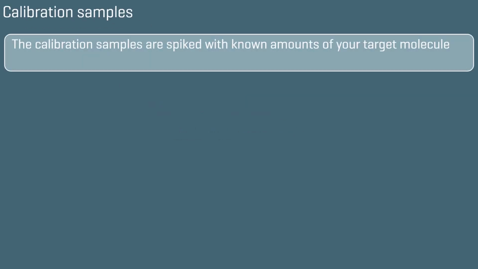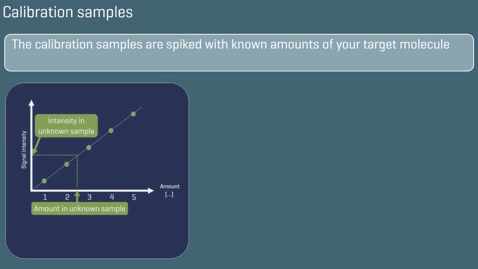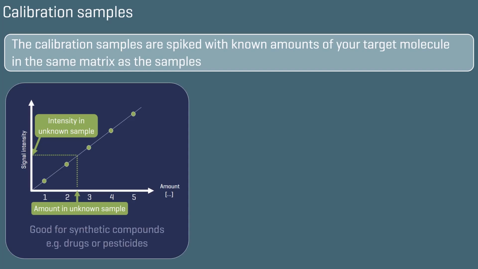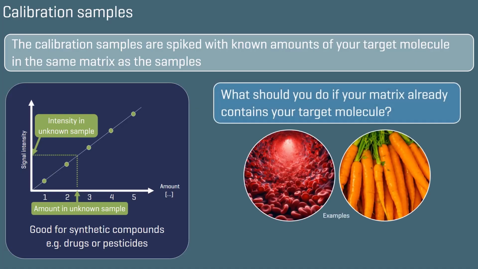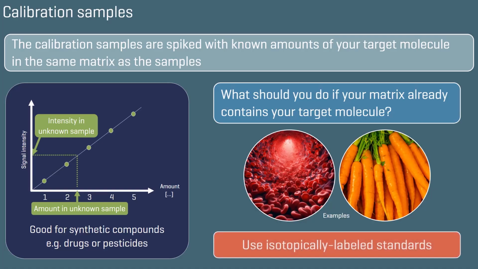Typically, calibration samples are spiked with known quantities of the target molecule to produce a calibration curve. And as you know, it is essential to use the same matrix as your samples. This method is effective for synthetic compounds, such as drugs or pesticides. But challenges arise when the matrix already contains the target molecule, as is often the case with endogenous or natural compounds, such as blood metabolites or food ingredients. In such situations, it is advisable to use isotopically labeled standards.